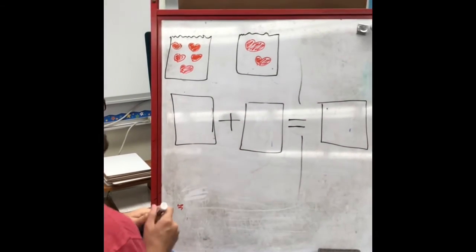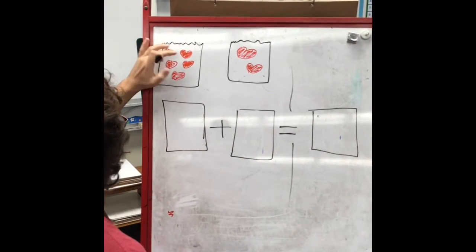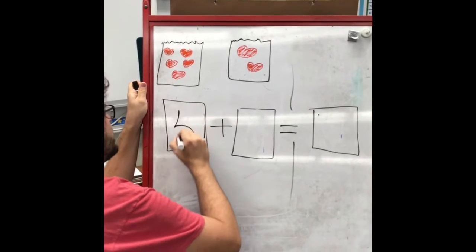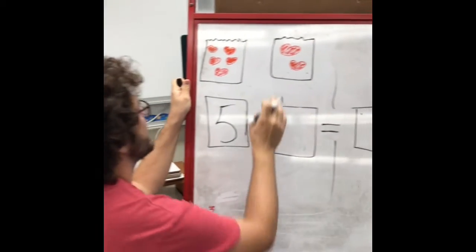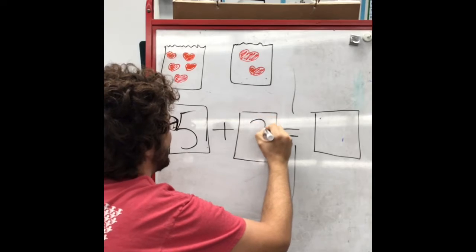Okay, so let's figure out our first number. I can look at my picture. I drew it from the words. I have 1, 2, 3, 4, 5 apples here. I'm going to put the number 5 in that box. That's my first number I'm adding together. And our second one is the other bag. So we've got 1, 2 apples in that box.